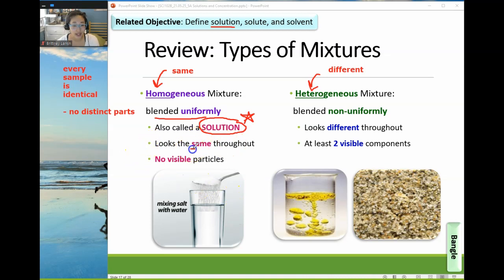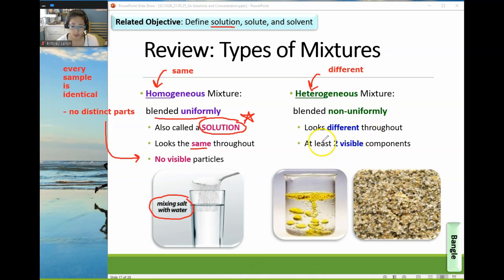Again, it looks exactly the same throughout, hence homogeneous. And there are no visible particles. Again, there's no distinct parts. You can't see any rocks, you can't see any M&Ms. Everything is blended very uniformly. So for example, when you mix salt with water, eventually that salt dissolves and you can't tell where the salt went, right? It looks the same throughout, it's completely dissolved.